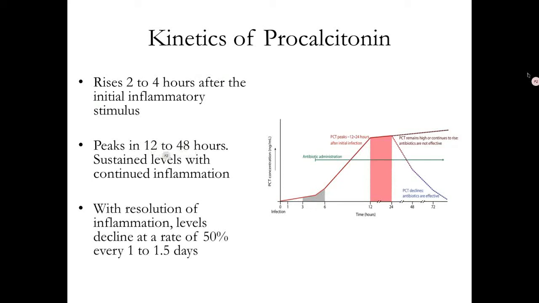Various studies indicate otherwise. Some people say it's 12 to 24 hours. Some people 24 to 48 hours. But the long and short of it is, by the end of the second day after the initial stimulus, your levels will peak. And if that stimulus is removed, in other words, the infection is resolving, the inflammation is abating, then there's a decline of the procalcitonin at the rate of about 50% every 1 to 1.5 days. Now, I'm going to go through the utility of using procalcitonin, at least in some studies, to follow patients and make a decision as to whether you should stop antibiotics or not.